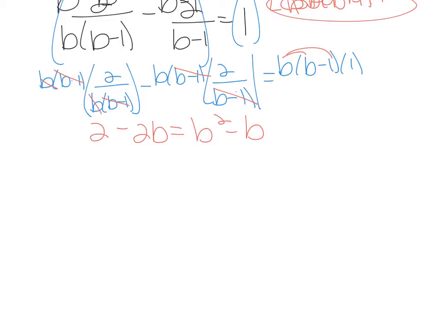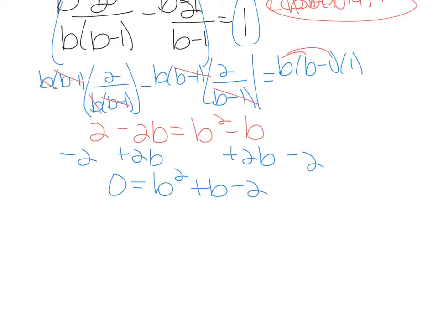My square term's already positive, so we're going to leave it where it's at. We're going to move everything towards it. So I'm going to add 2b and subtract 2. So add 2b, subtract 2. So I have 0 equals b squared plus b minus 2. Now we'd be ready to factor.